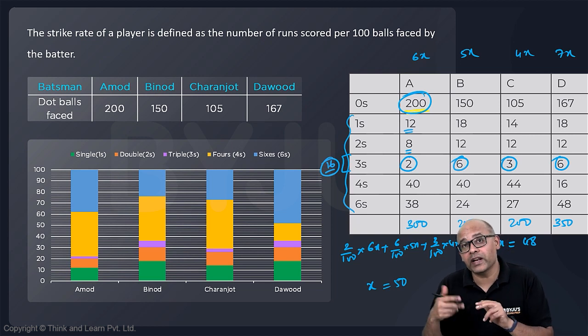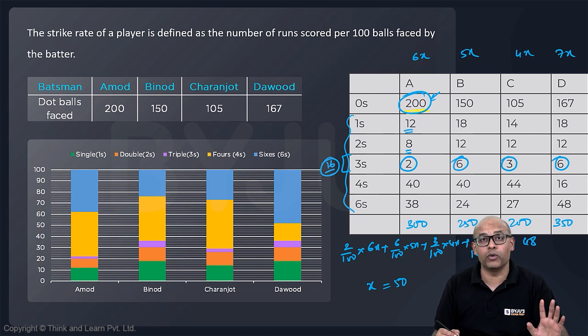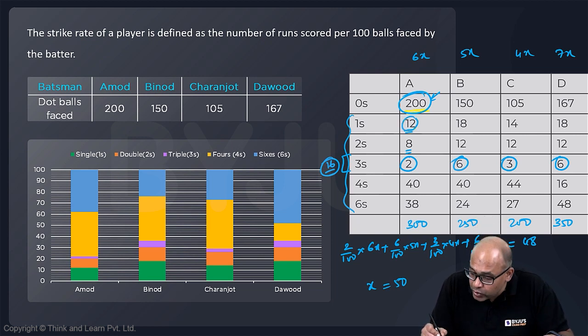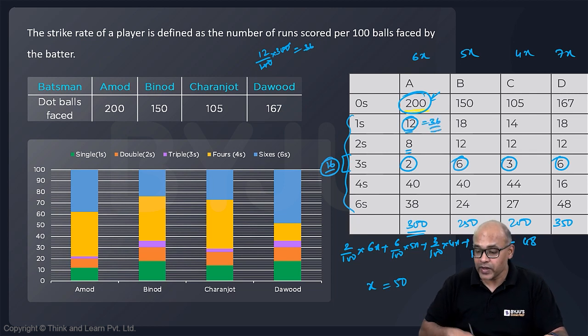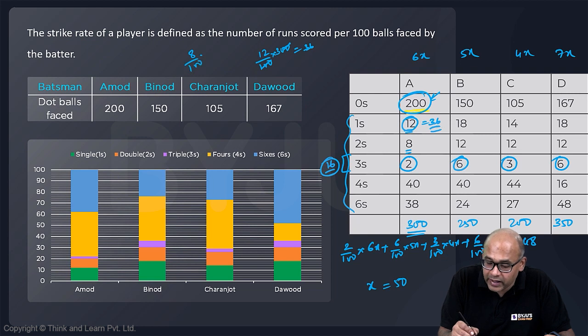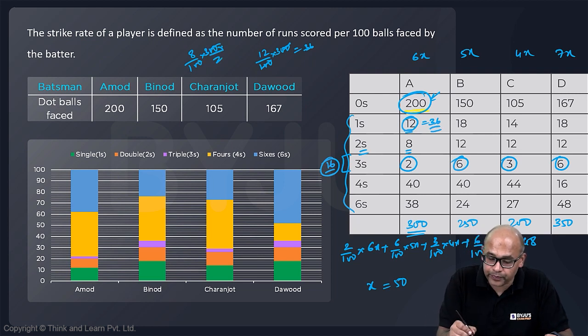We also can find the number of balls played. So already A played 200 dot balls. That is the number of balls. Now 12% of 6x, so 12% of 300. So 12 by 100 into 300. He is getting it as singles, which means number of balls will be 36. So he got 36 balls as singles. Similarly, 8 by 100 into 300, he has got it as twos. So number of balls will be divided by 2. So this is 4, 4 3s are 12. So this will be 12.